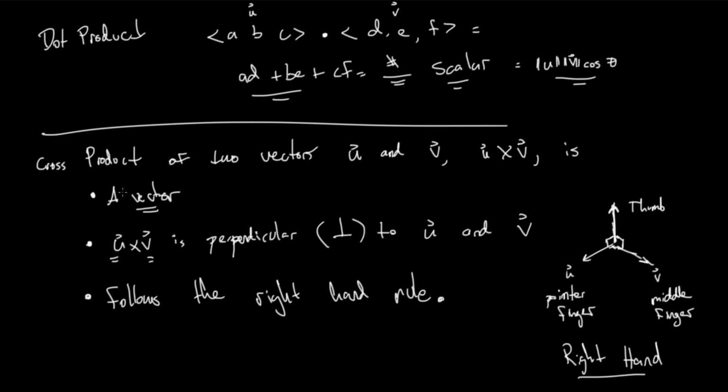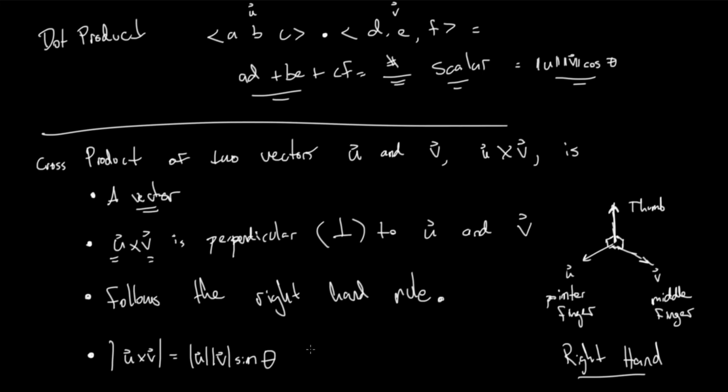But we have a vector. U cross v is perpendicular to those two vectors. The resulting vector follows the right-hand rule. And finally, what's that magnitude? The magnitude of u cross v is going to be the magnitude of u times the magnitude of v, very similar to the dot product, but instead times the sine of the angle between them.